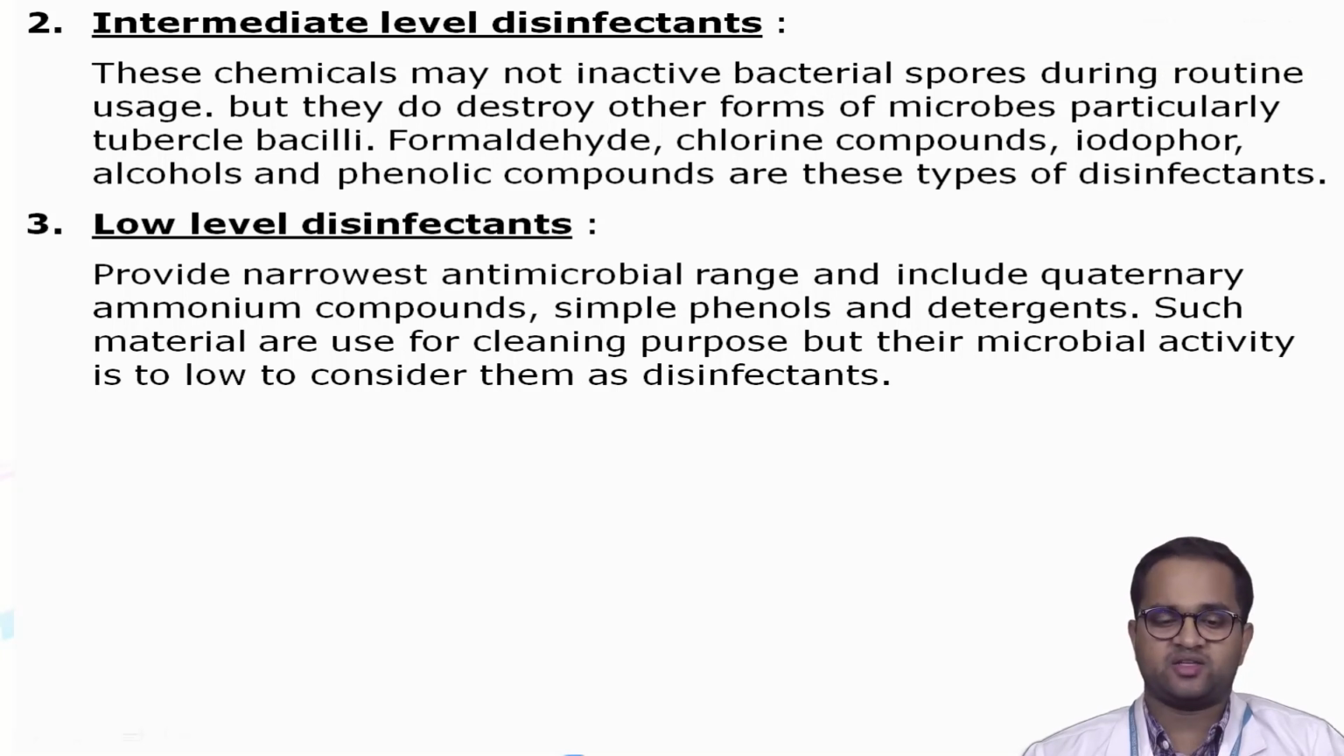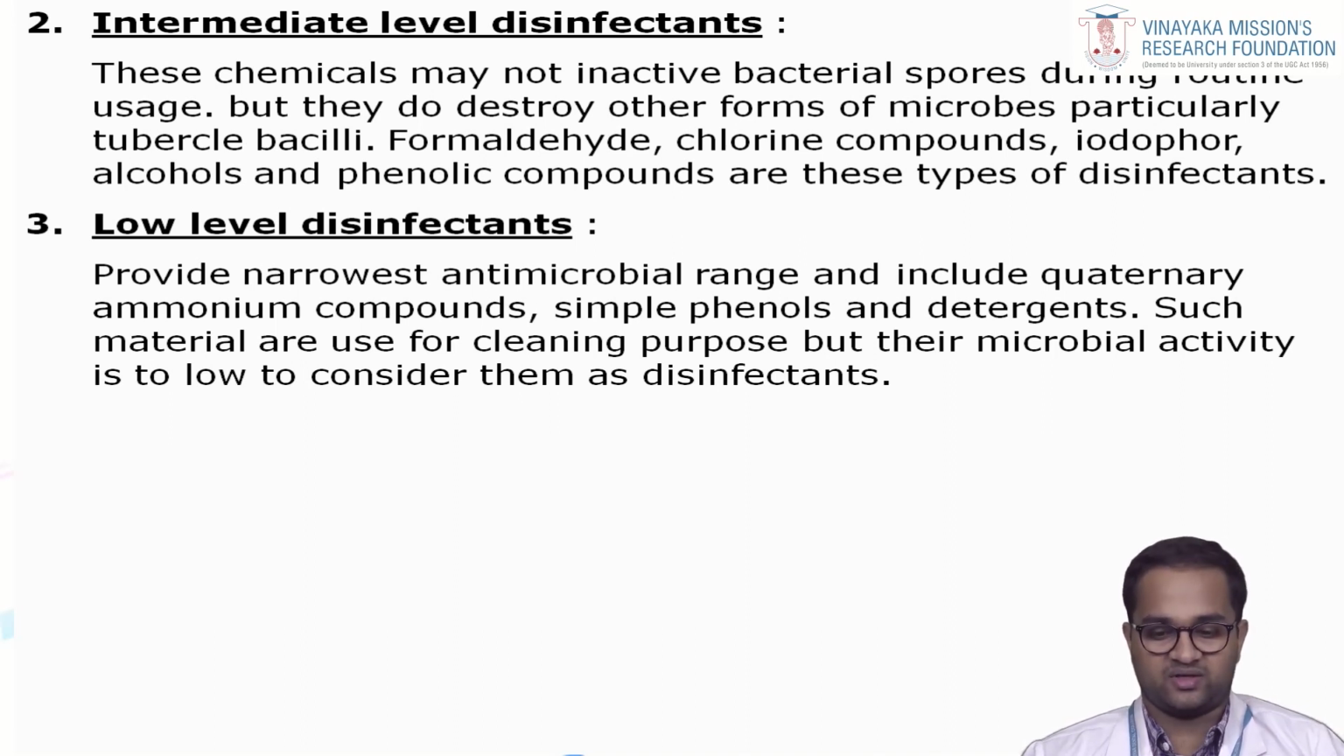Coming to intermediate level disinfectants, these chemicals may not inactivate bacterial spores during routine usage, but they do destroy other forms of microbes, particularly tubercle bacilli. Formaldehyde, chlorine compounds, iodophors, alcohols and phenolic compounds are this type of disinfectants. Coming to low level disinfectants, these provide the narrowest microbial range and include quaternary ammonium compounds, simple phenols and detergents. Such materials are used for cleaning purposes, but their microbial activity is too low to consider them as disinfectants.